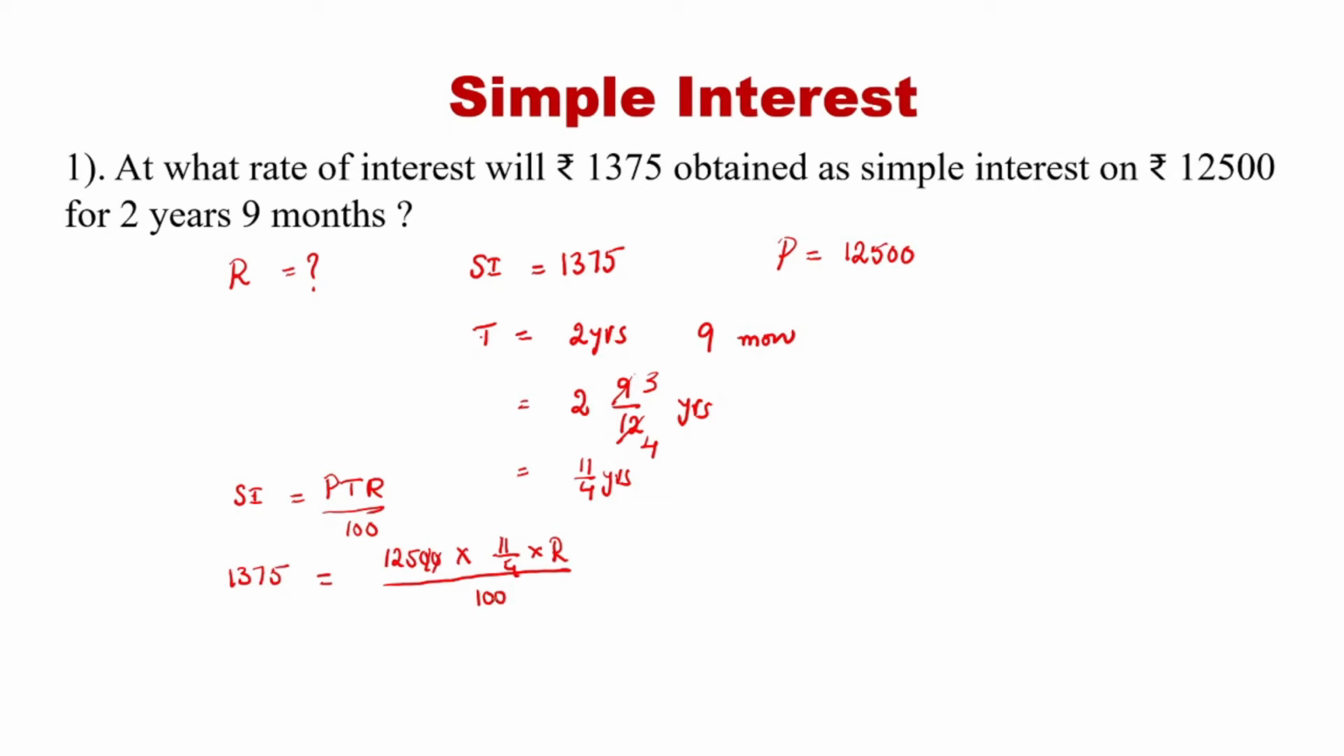Now the zeros cancel, and 125 and 1375 cancel. How many times? 11 times, and this 11 and 11 get cancelled. So R equal to 4 percentage per annum. R equal to 4 percentage per annum. Now let us move to the second question.